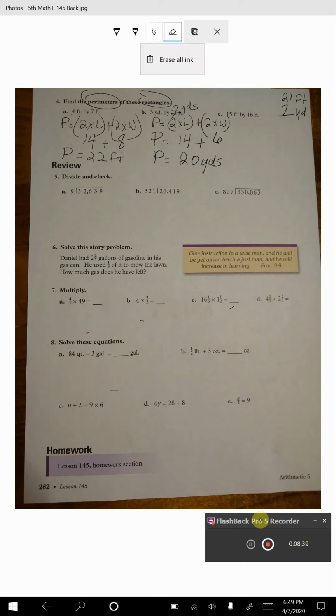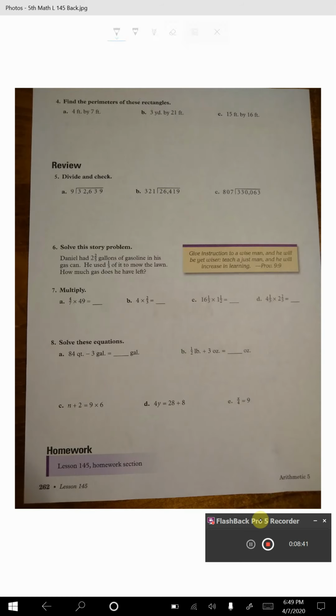Okay, here we go. 15 feet by 16 feet. Oh, wonderful. That one's just normal. All right, so the perimeter is 16 times 2, 32. 15 times 2, 30. 32 plus 30, 62 feet. Did I give you the right answers?